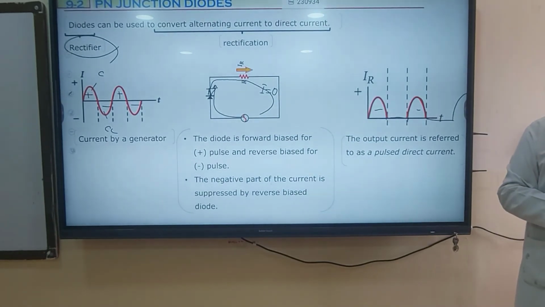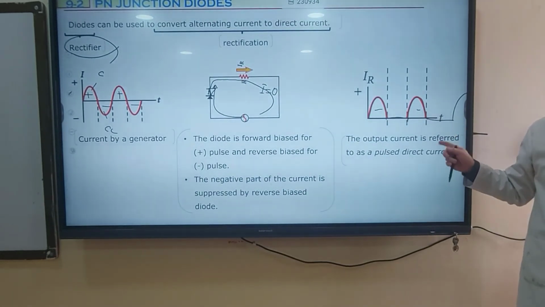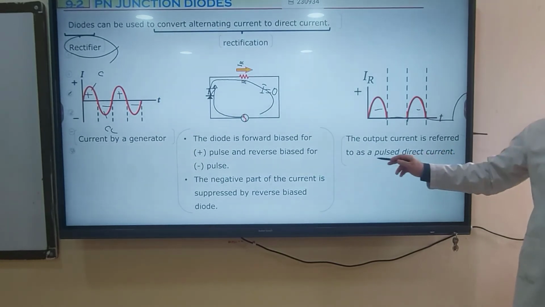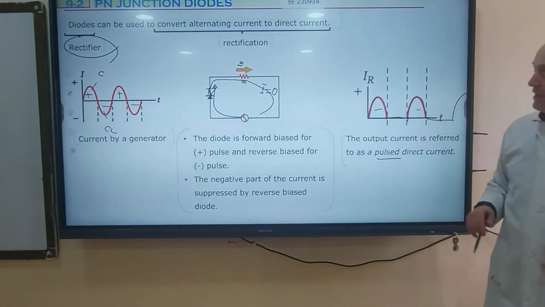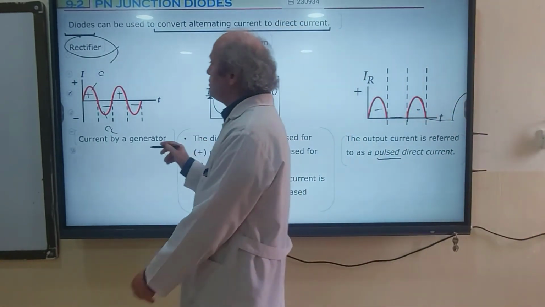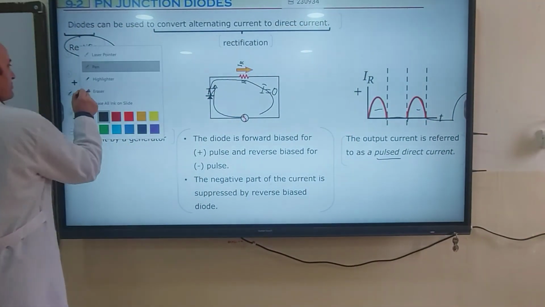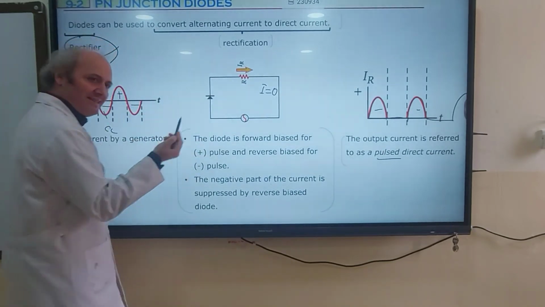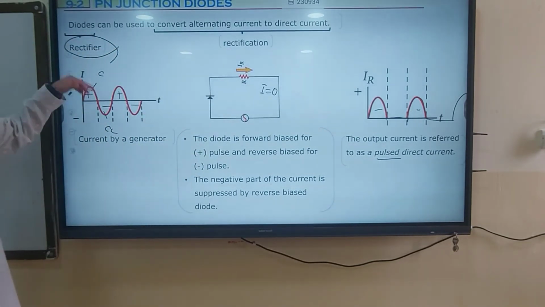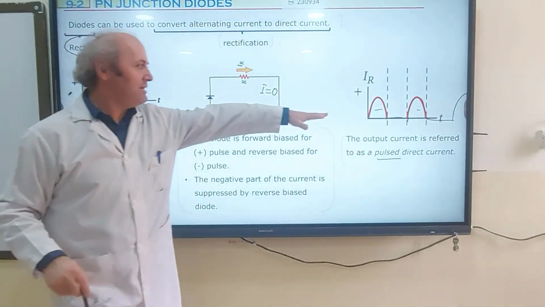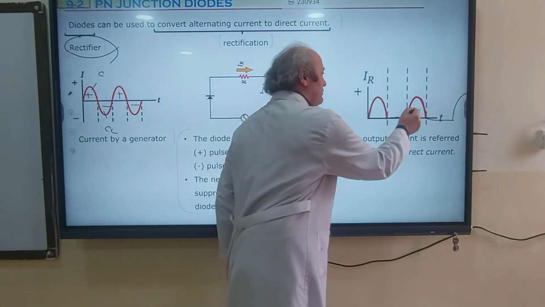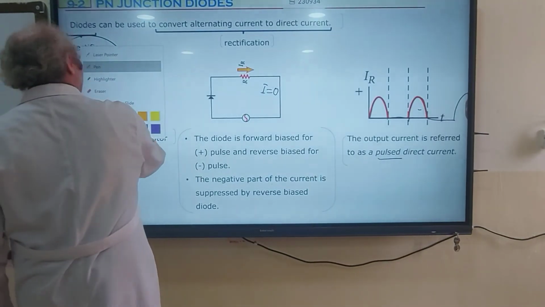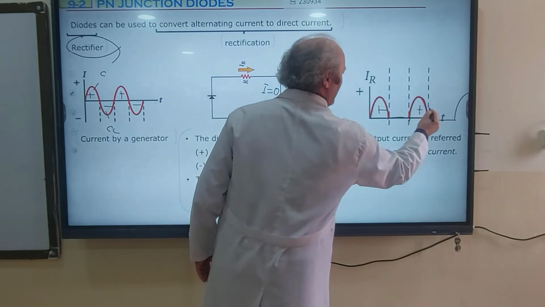Remember in 6.2 we said it's a pulsating direct current. And here they said pulse direct current. Same thing. This is what we get if we use only a single diode. A single diode converts AC to DC, just cropping the negative part and letting the positive part through. Positive, positive, and so on.